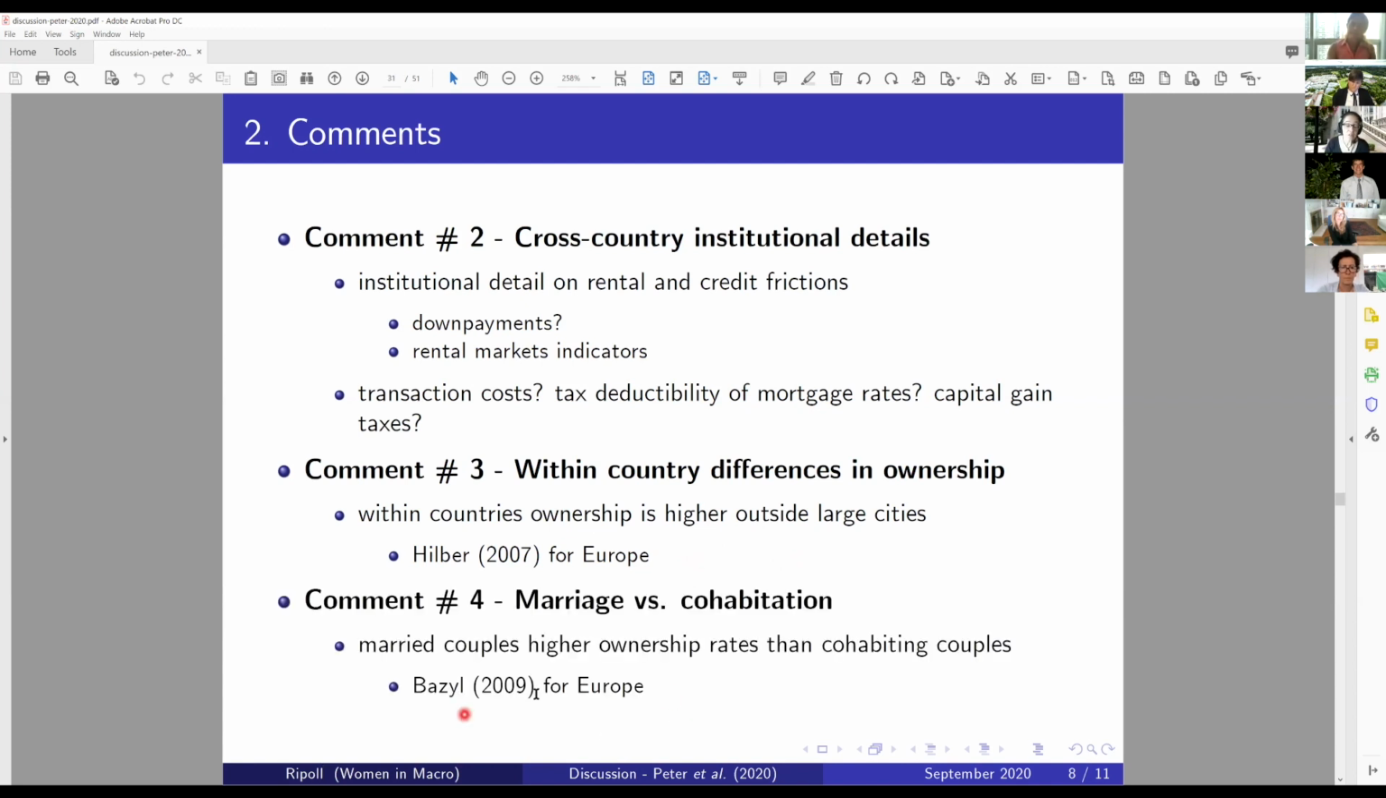Then there is also evidence for Europe from this paper that there is a difference between marriage and cohabitation by couples. In the paper, there is a lot of emphasis on one versus two as what determines the spending on rents versus these complementary goods. But there seems to be a difference between being institutionally married versus just cohabiting in ownership rates across Europe, and there is some evidence in this paper here.